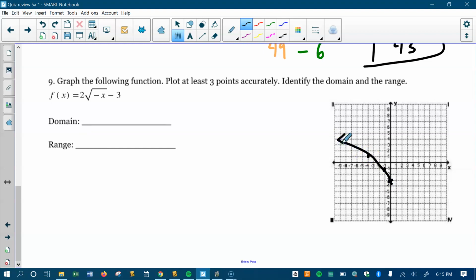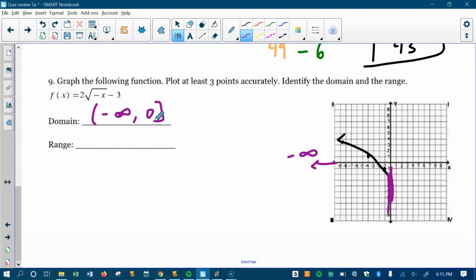Okay, your domain. Domain is going to be starting at negative x values over here, like -infinity, and stop right there at 0. So your domain is -infinity to 0.